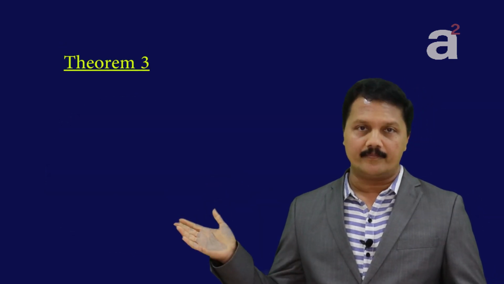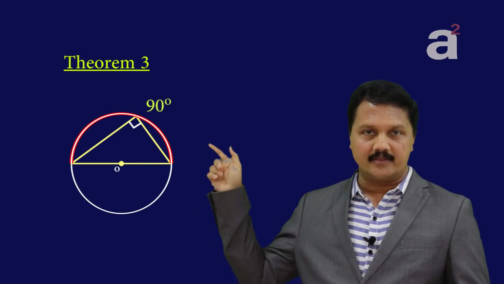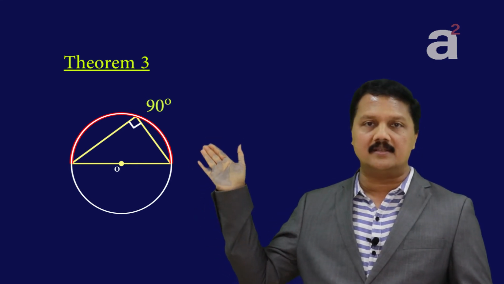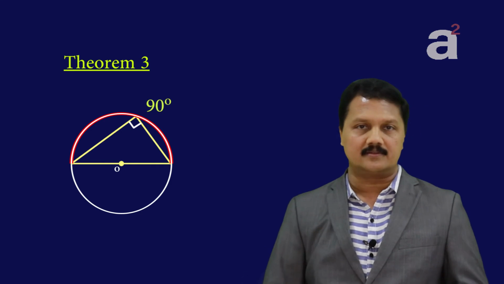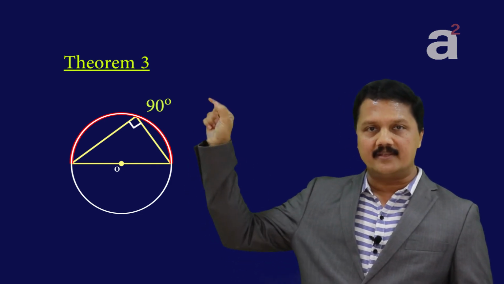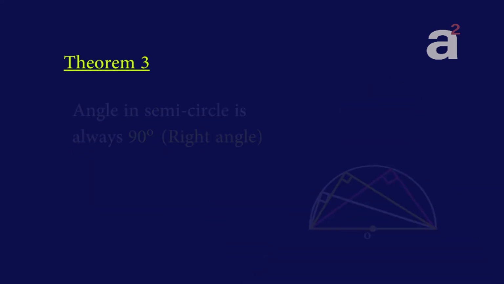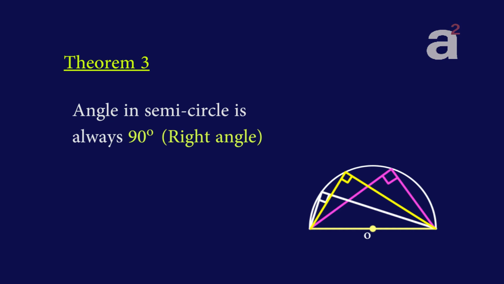Theorem number 3. Here is a semicircle. You can see the diameter, and the diameter makes the circle into 2 semicircles. If you subtend an angle in that semicircle, you can see that that is a right angle. An angle in a semicircle will be always a right angle, 90 degrees.